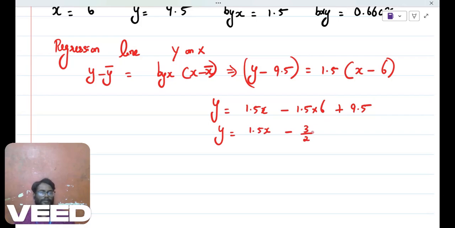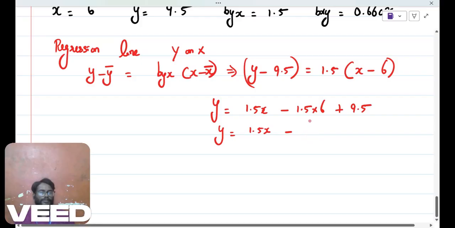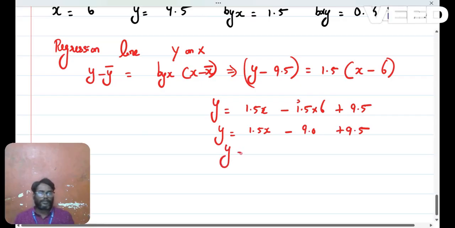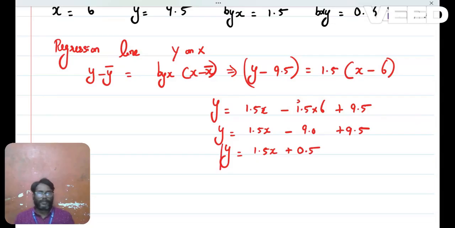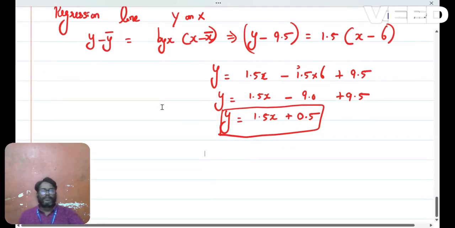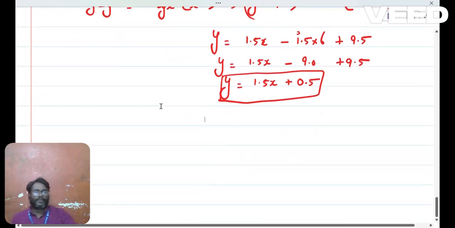1.5 into 6 will be 9. 6 fives are 30, 6 ones are 6 plus 3, 9. So 9.0 plus 9.5, we got the line y is equal to 1.5x plus 0.5. And this is the regression line y on x. Similarly, the regression line x on y.